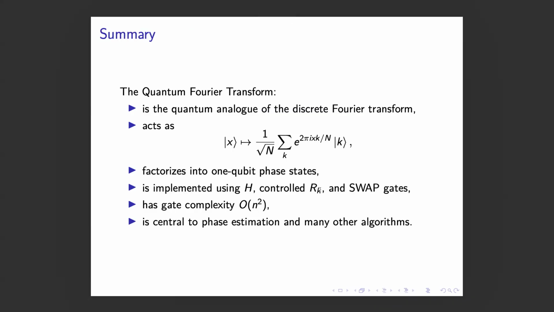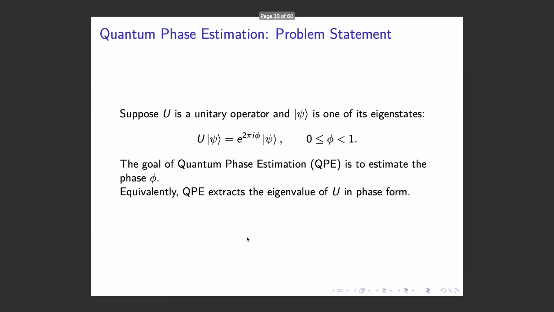So in summary, this is a repeat from last time. The quantum Fourier transform is the analog of the discrete Fourier transform. It factorizes into 1-qubit phase states, is implemented using Hadamards, controlled rotations and swap gates, and has a complexity which goes like the number of qubits to the power of 2. And it's central to many, many other algorithms.